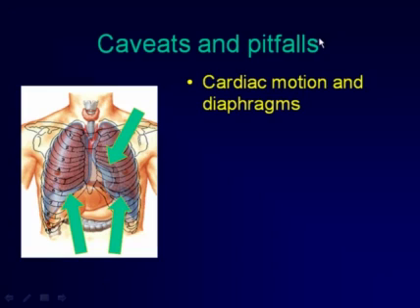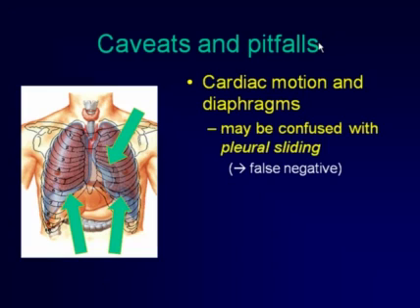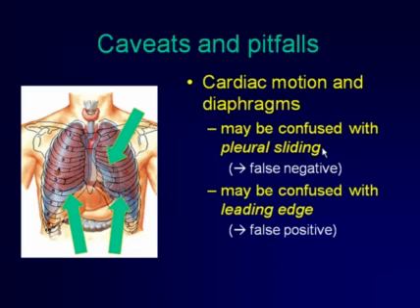Cardiac motion and the diaphragms can cause problems. It may be confused with pleural sliding, creating the impression of a false negative in someone who has a pneumothorax. And conversely, it may be confused with a leading edge, which will give you a false positive exam in someone who actually doesn't have a pneumothorax.